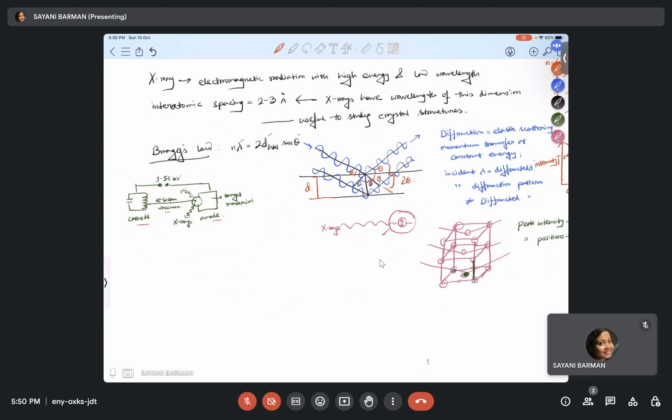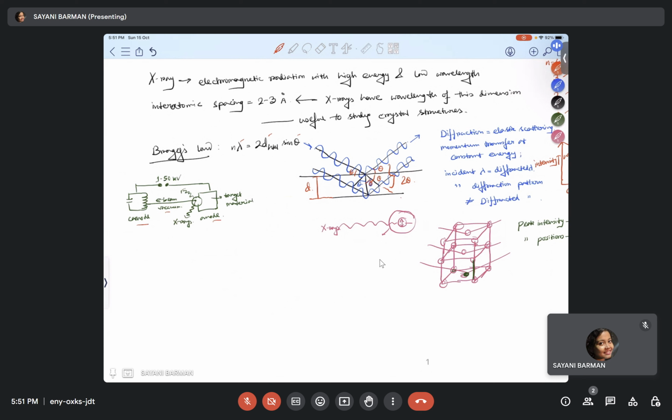Now, the braking radiation has a continuous spectrum corresponding to the electrons losing different fractions of their initial kinetic energy, right? When an electron loses a smaller amount of energy, longer wavelength X-rays will be produced. And if the electron loses a large amount of energy, then X-rays with shorter wavelengths will be produced. The spectrum has a minimum lambda below which X-rays are not produced. This corresponds to the highest energy X-rays, which are produced when the electron loses all its kinetic energy.